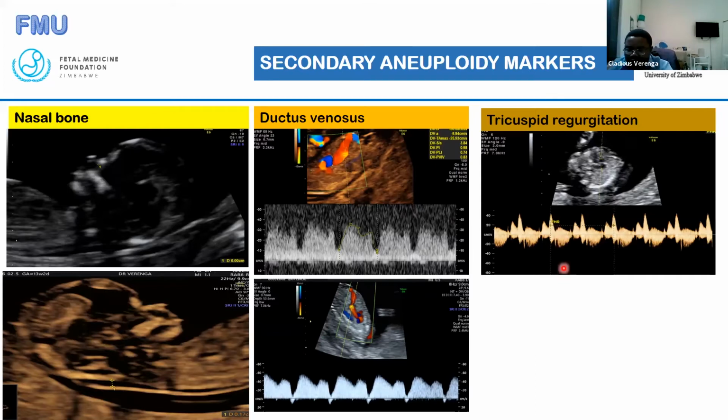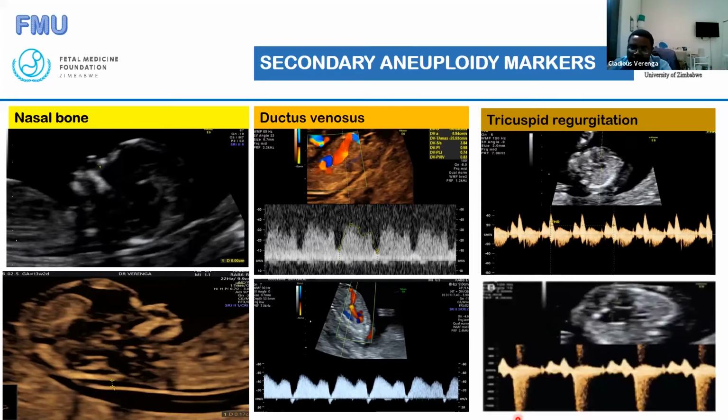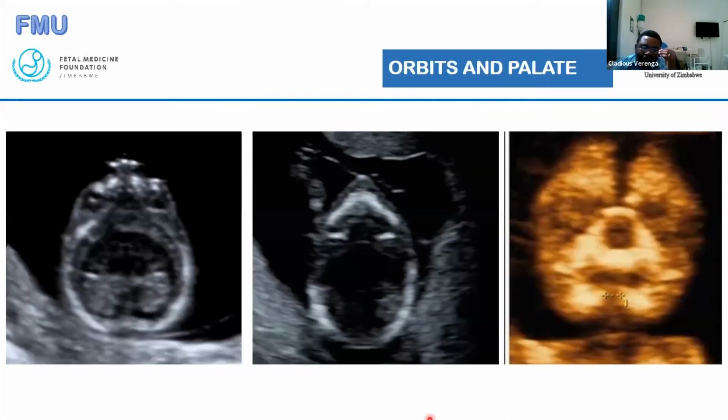The next image will show you the regurgitation jet where there is a negative flow here, which is more than 60 centimeters per second, showing that there is indeed tricuspid regurgitation at the level of the tricuspid valve on this baby here. So this is how we assess the secondary aneuploidy markers. Then we go on to assess the anatomy.